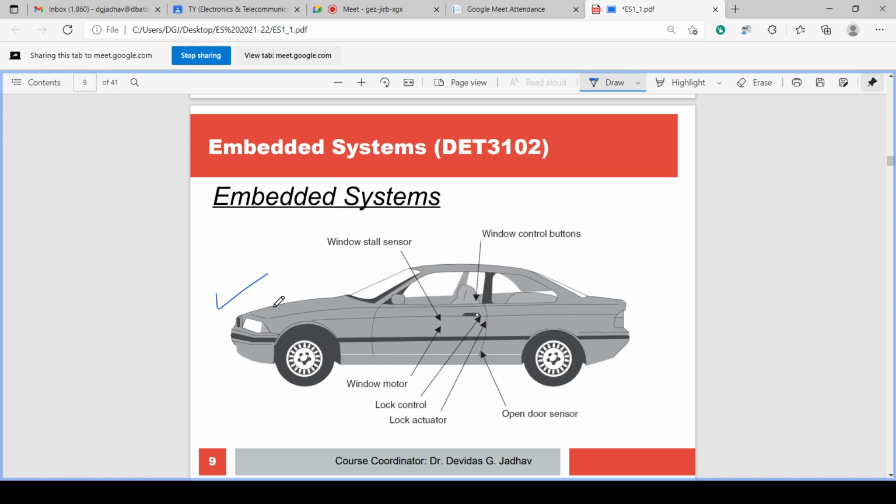Similar examples are there for automatic lighting. If door is open, internal light will be made on. If door is closed, internal light is made off. Then tire air pressure can be automatically sensed. Then engine parameters, temperature, etc., can be sensed. Then engine parameters can be optimized for fuel efficiency, for torque.